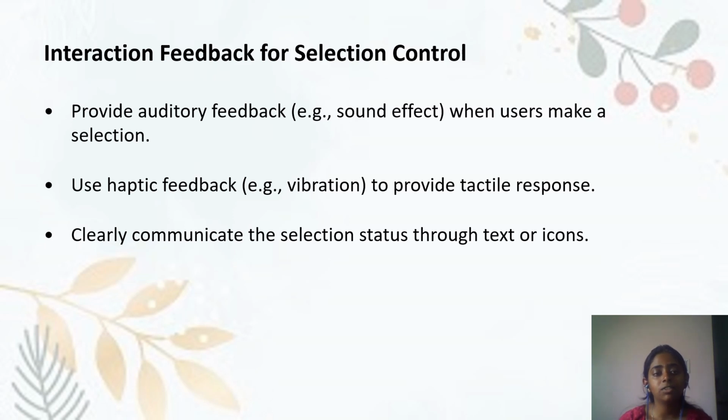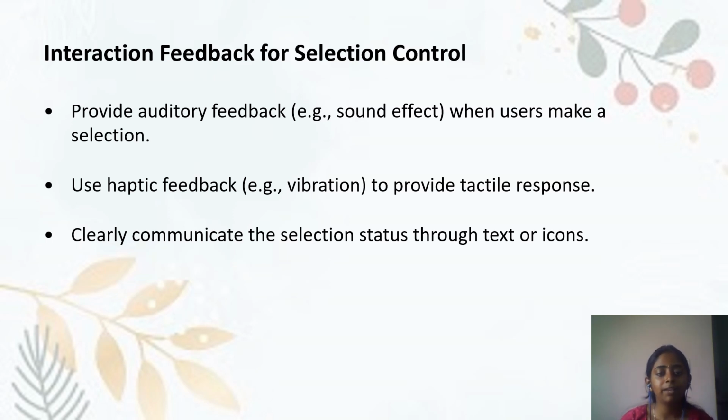Next we have interaction feedback for selection control. Provide auditory feedback, for example a sound effect when users make a selection. So here what we are trying to tell is, suppose a person is selecting from 5 options, and he selects the first option in the check boxes. When he selects an option, there will be some sound like a tick sound, some sound effect, so that he will get to know that he has selected an option.